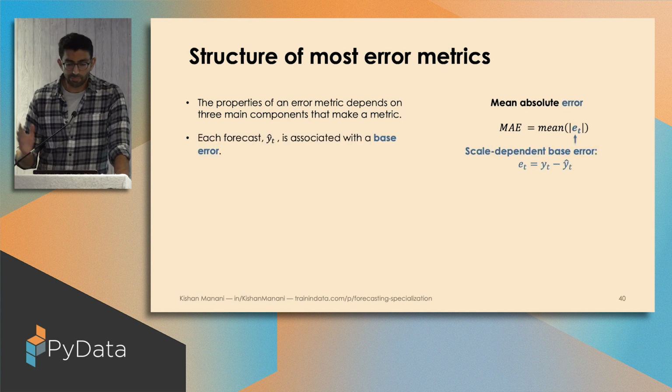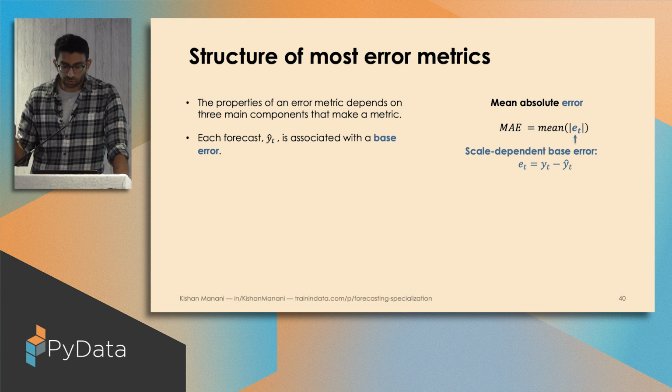One is called the base error. So in this case, for the mean absolute error, we have what we would call the scale-dependent base error. This is just the difference between the actual value and the forecasted value. It's scale dependent because if the value of the time series is typically larger, then the error is larger.